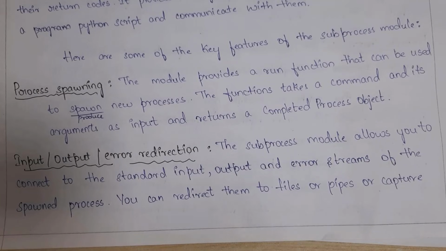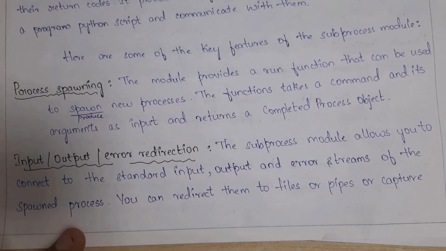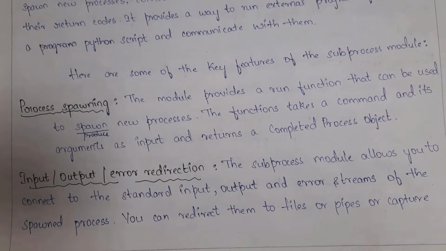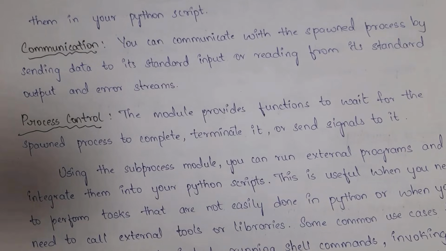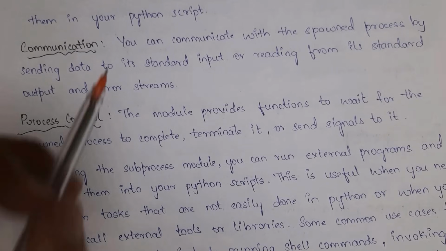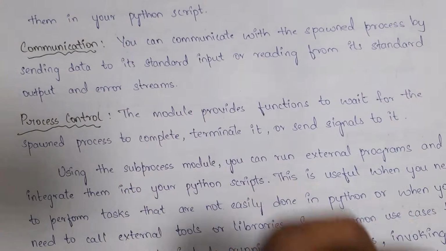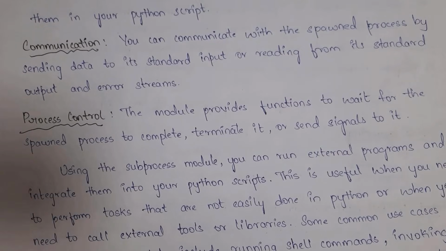By using the subprocess module, we can connect to the standard input, standard output and standard error streams of the spawned process. You can redirect the standard input, standard output and standard error to files or pipes, or you can also capture them in your Python script. Next feature is communication. By using the subprocess module, you can communicate with the spawned process by sending data to standard input or reading data from standard output or standard error streams.